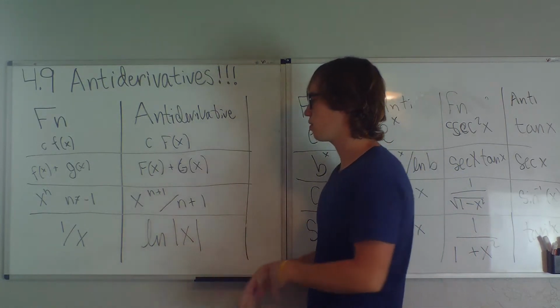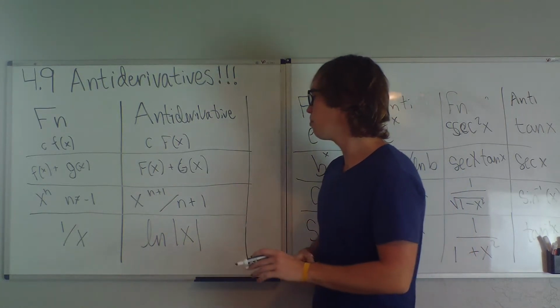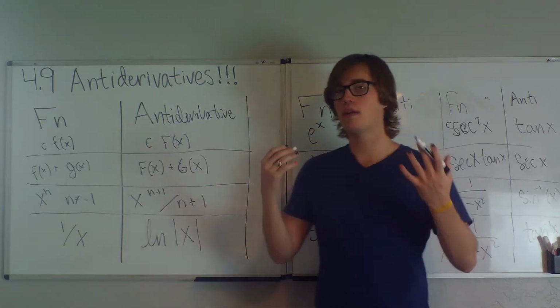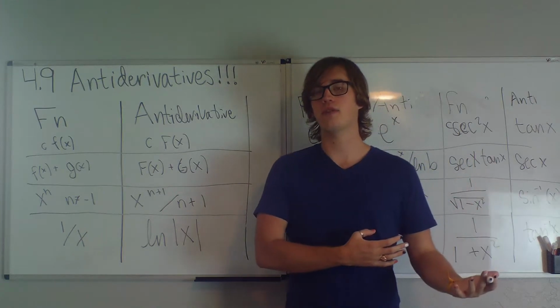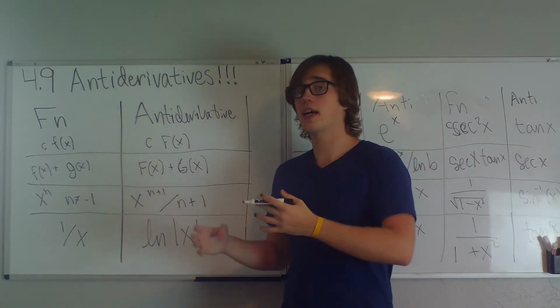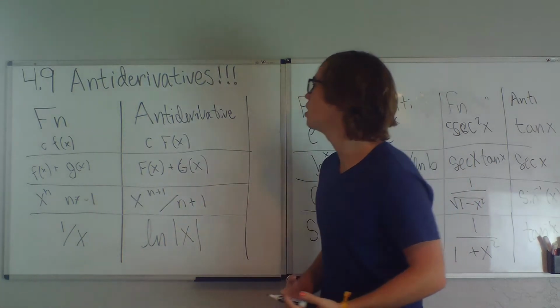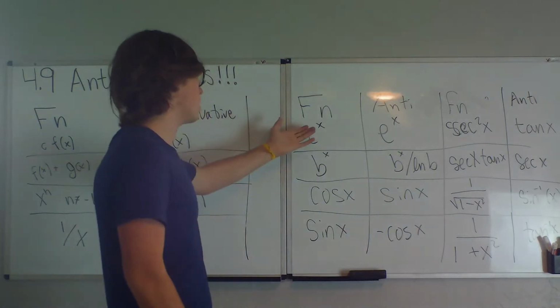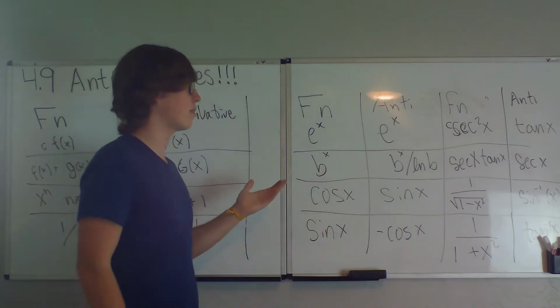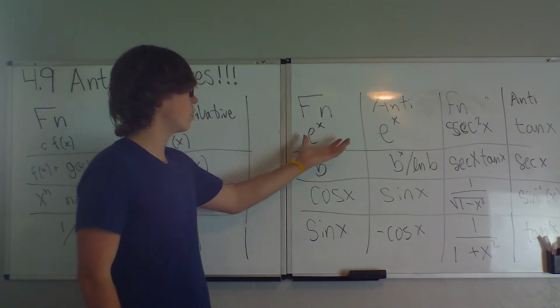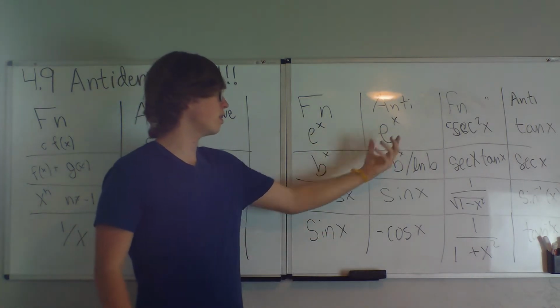The absolute value bars are very important, but we know that the derivative of ln of x is equal to 1 over x, so it makes sense that the antiderivative of 1 over x is ln of x. Then we have e to the x. Well, in differentiation nothing changes, so in antidifferentiation nothing changes. The antiderivative of e to the x is e to the x.